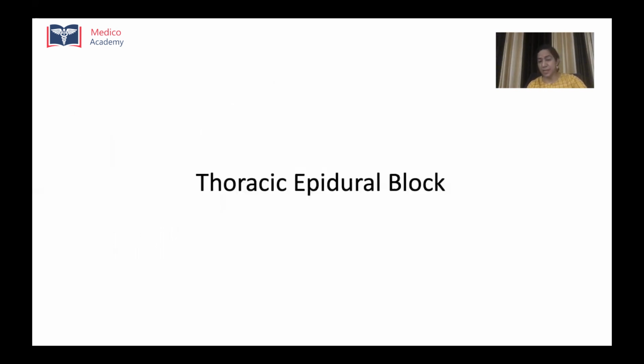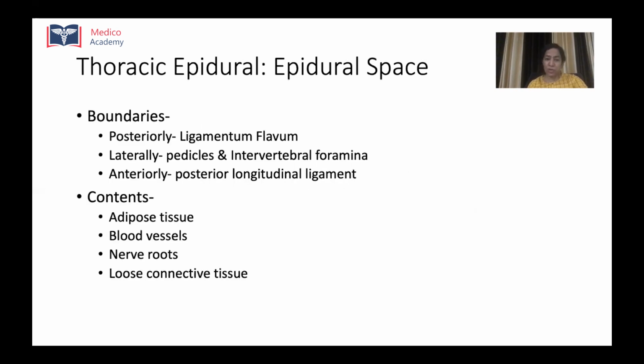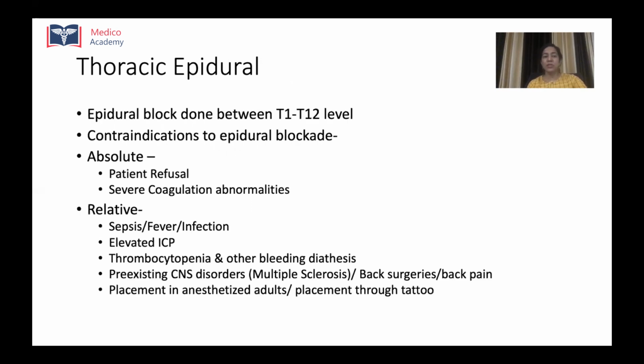So, coming to the thoracic epidural block, thoracic epidural block is one of the earliest blocks that were employed for the chest wall regional anesthesia. The boundaries of the epidural space are posteriorly it is bounded by the ligamentum flavum, laterally by pedicles and intervertebral foramina, anteriorly by posterior longitudinal ligament, whereas the contents of the epidural space are fat, blood vessels, nerve roots, loose connective tissue, etc. So the thoracic epidural is done in between T1 to T12 levels.